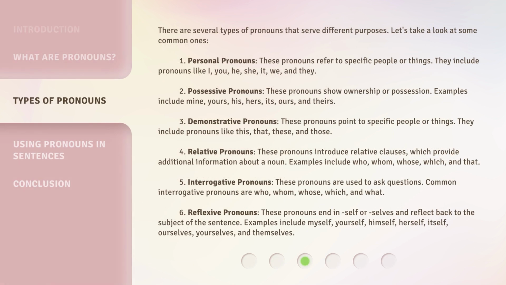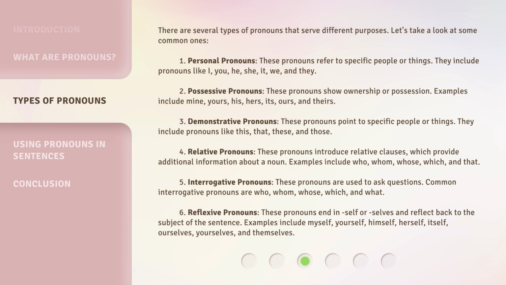There are several types of pronouns that serve different purposes. Let's take a look at some common ones. 1. Personal pronouns. These pronouns refer to specific people or things. They include pronouns like I, you, he, she, it, we, and they.